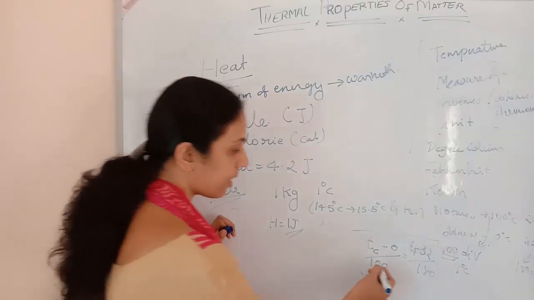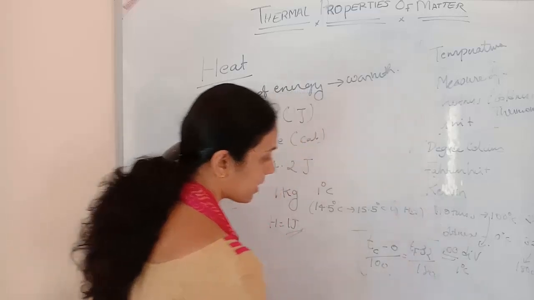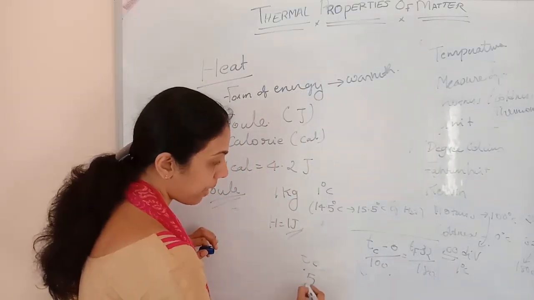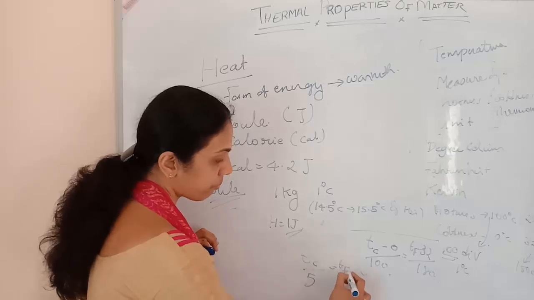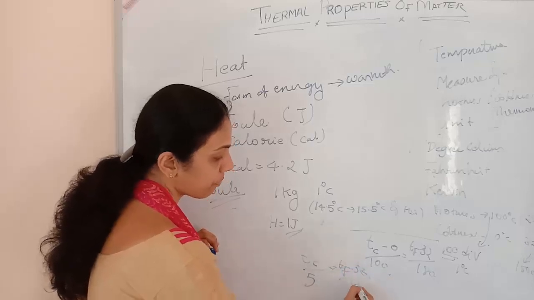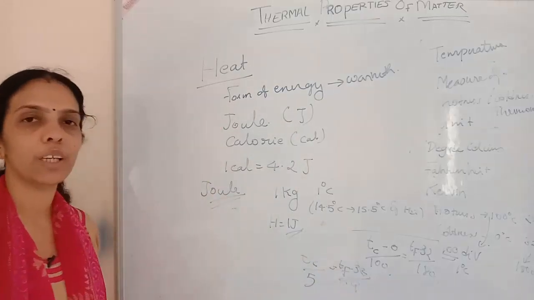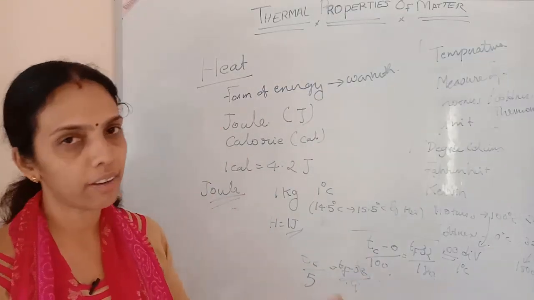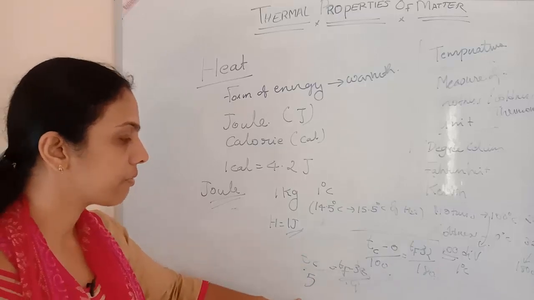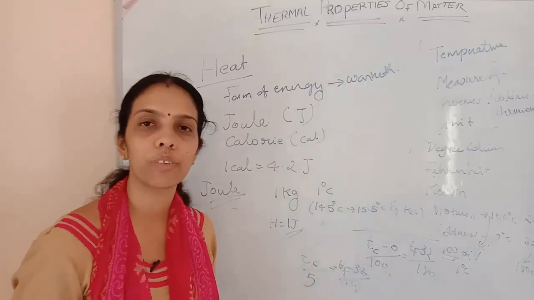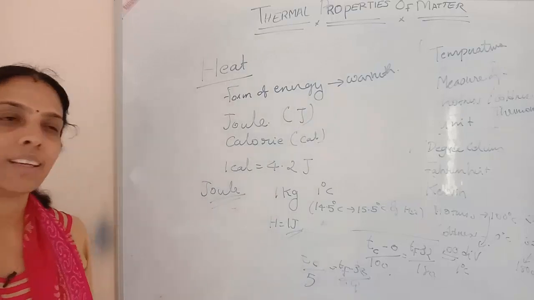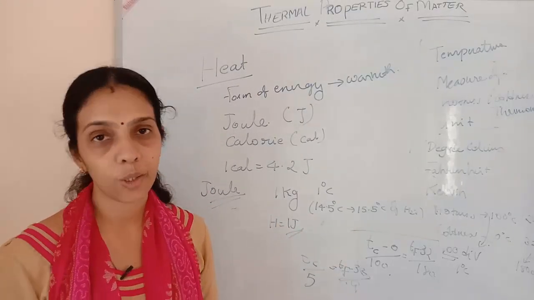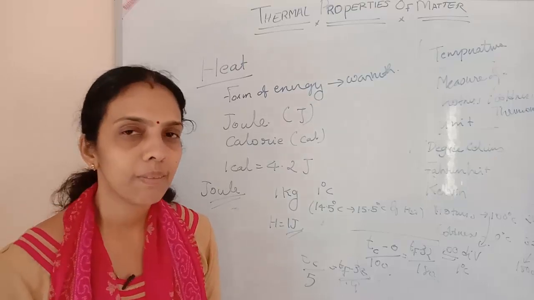If we cancel and simplify, we get Tc by 5 equals Tf minus 32 divided by 9. This is the relation connecting the Celsius scale and Fahrenheit. Clear? Next we are going to study the absolute zero scale or Kelvin scale.